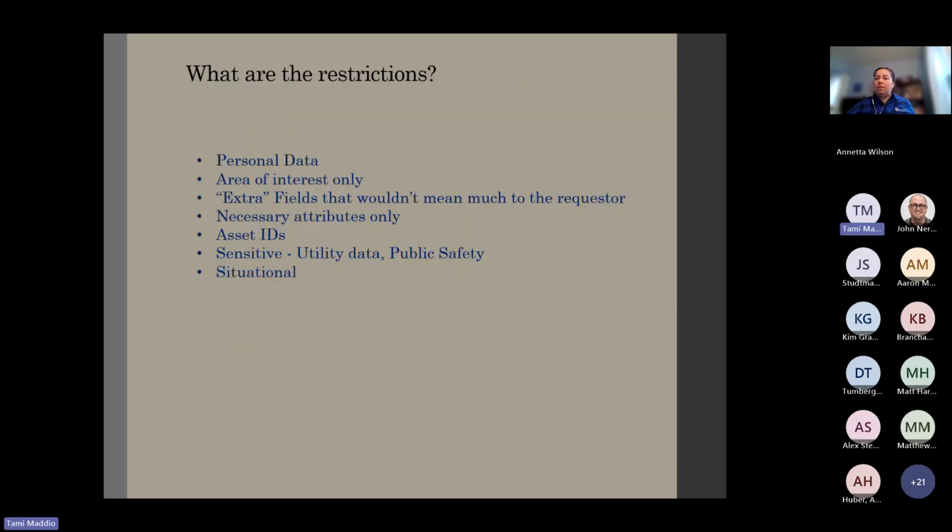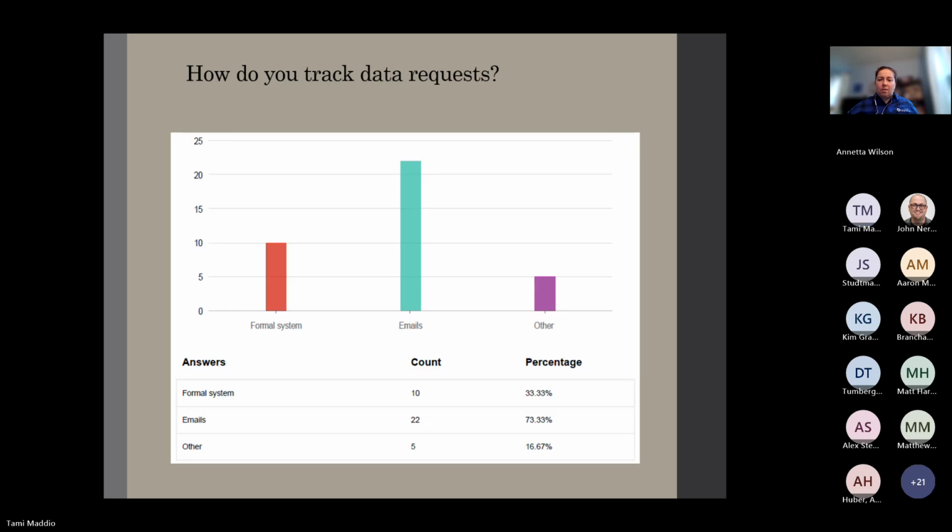And the restrictions: a personal area of interest, taking out extra fields that wouldn't mean anything to the end user, only the necessary attributes, asset IDs for utilities and things like that. It's mostly situational, and that's what makes it hard to standardize this, I think, it's a case-by-case basis. And then how are we keeping track? Mainly through emails and formal systems, so a little bit of both.